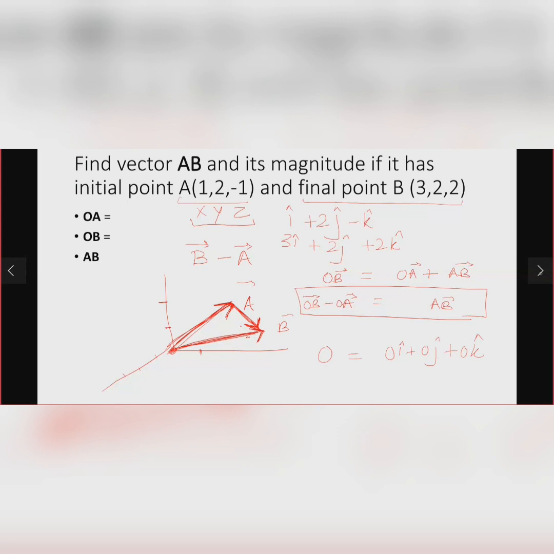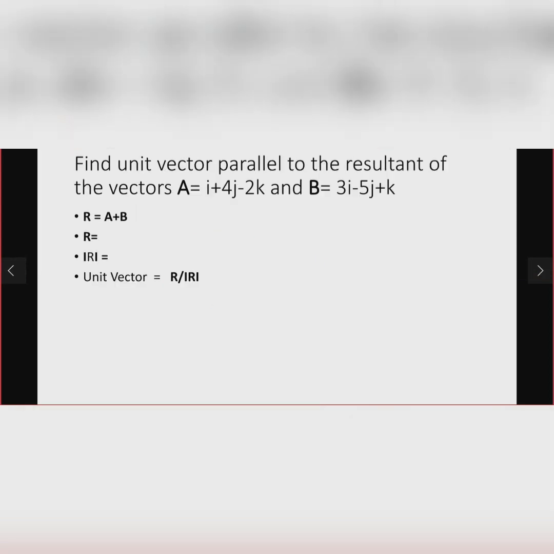Next, you have to find a unit vector parallel to the resultant of the vectors A and B which are given. Now, when we say parallel, it means their direction is going to be the same. Parallel vectors we have studied have the same direction. So let us find the resultant of these two vectors. What would be the resultant? Vector A plus vector B.